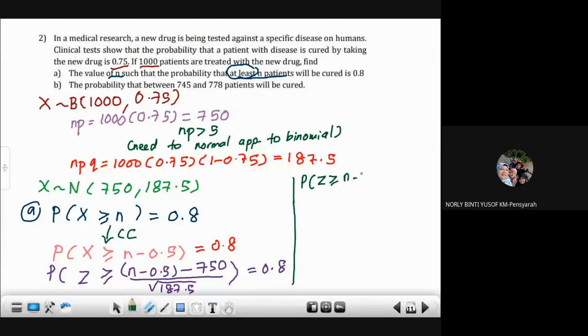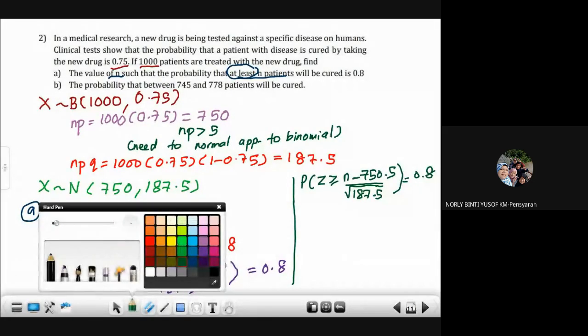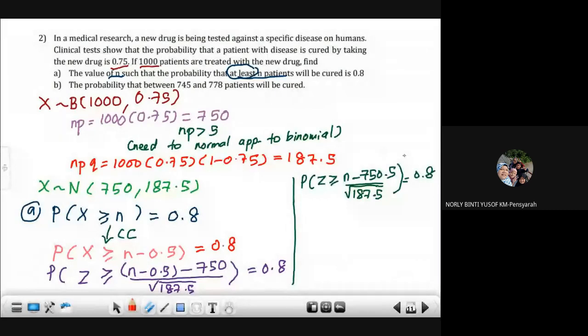N minus 750.5 over square root 187.5. Sebab ni ada huruf jadi kita tak boleh nak selesaikan. Selalu kita dapat value. Okay, so sama dekat sini cara you nak apply. You draw the normal shape of this one. Nak tahu Z dia positif ke negatif kan.